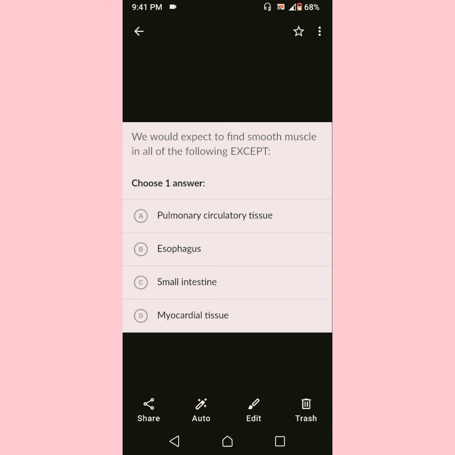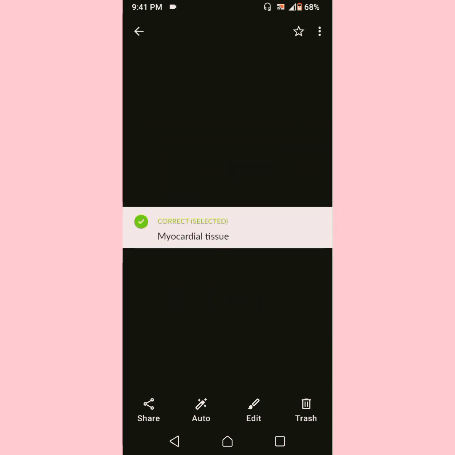Next MCQ. We would expect to find smooth muscle in all of the following except option A pulmonary circulatory tissue, option B esophagus, option C small intestine, option D myocardial tissue. The correct option is myocardial tissue.